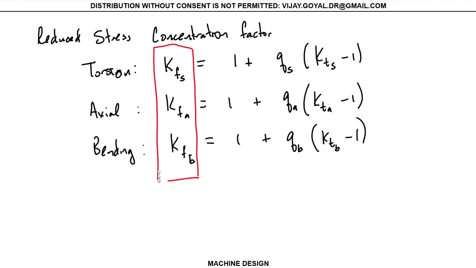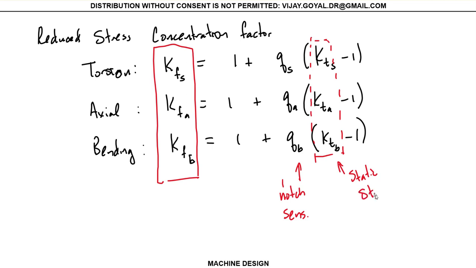These are the ones that we care about in fatigue. Q is your notch sensitivity, and these KT values over here are your static stress concentration factors. These factors again come from your appendix A.